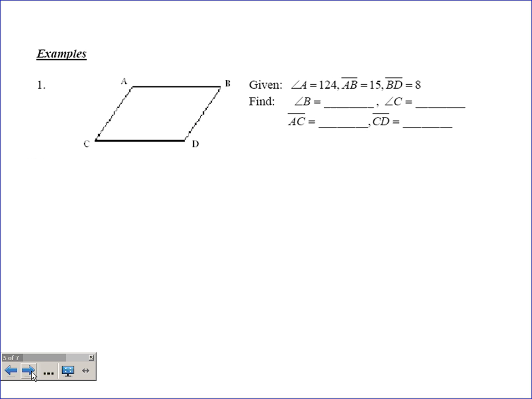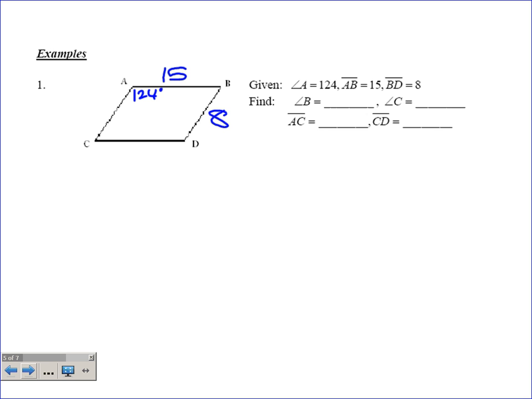Okay? So we look at this parallelogram here. It says the measure of angle A is 124 degrees. I think you need to write that on there. Okay? Whenever it tells you anything, you need to mark it on your diagram. Make sure it's marked on your diagram. Next one. That says AB is 15, so I'm going to mark that down. That says BD is 8. Okay? From there, I can tell a lot of stuff. Lots of stuff I can figure out here.